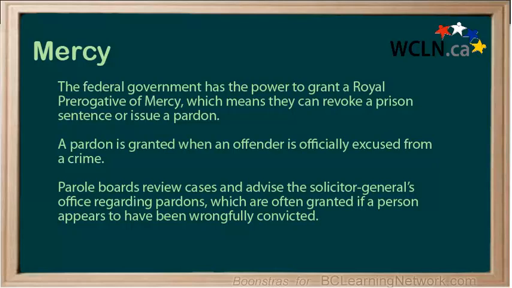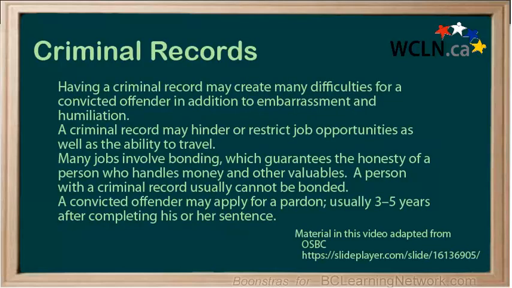The federal government has the power to grant a royal prerogative of mercy, which means they can revoke a prison sentence or issue a pardon. A pardon is granted when an offender is officially excused from a crime. Parole boards review cases and advise the Solicitor General's office regarding pardons, which are often granted if a person appears to have been wrongly convicted.